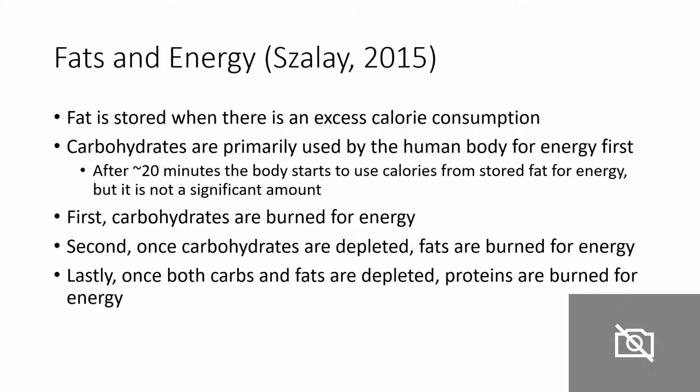Fats are stored in the body when there is an excess of calories consumed. Carbohydrates are primarily used by the human body for energy. Once the carbohydrates are depleted, fats are then burned for energy. Once fats and carbohydrates are depleted, then proteins begin to be burned for energy.